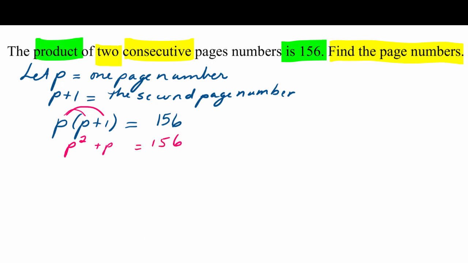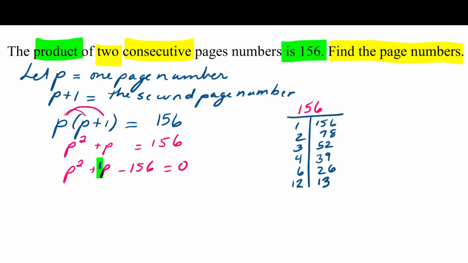And now we need a 0 on one side, so we're going to subtract that 156. So now we need to find factors of negative 156. So two numbers that multiply to negative 156 and add up to 1, right? Because there's an invisible 1 right there. I don't know about you, but I can't see that right off the bat. So I'm going to make a list of factors for 156, kind of using my calculator to help me, right? And so I'm going to make a table here.